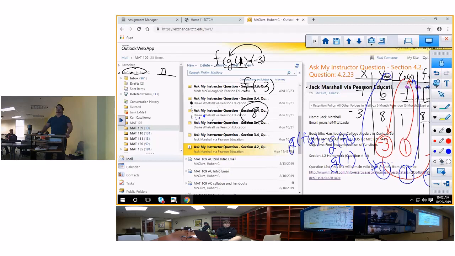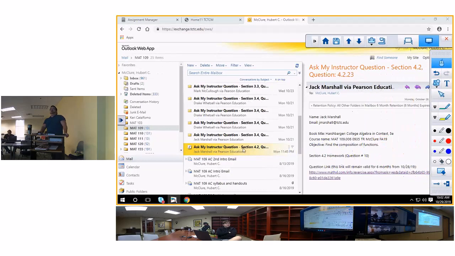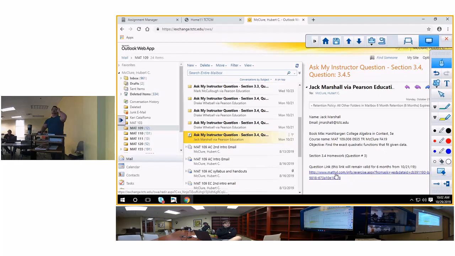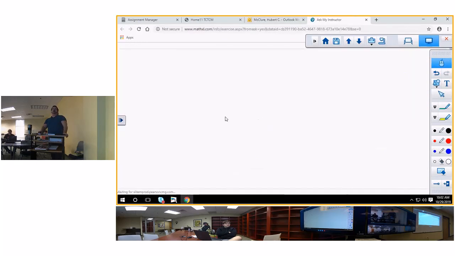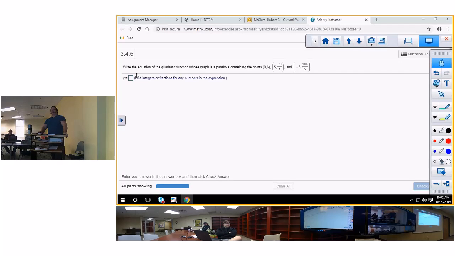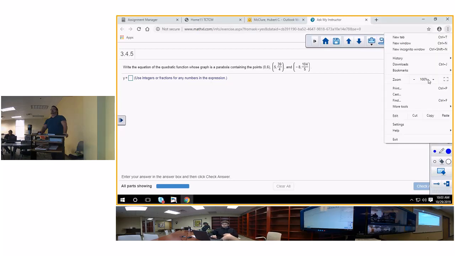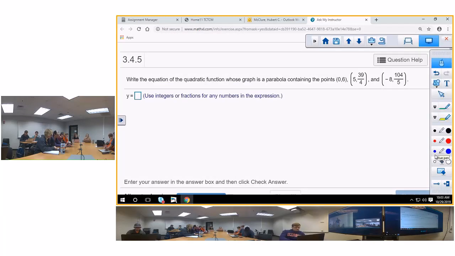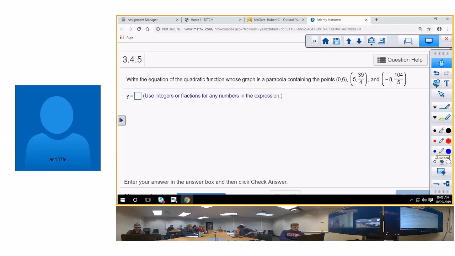All right, let's do another. We're going backwards. So 3.4, number 3. Write the equation of the quadratic function whose graph is a parabola. Okay, this is a test question. So go ahead and start. I'm going to blow it up for some of y'all that sit in the back of the room. There you go. All right, go ahead and start with this one.